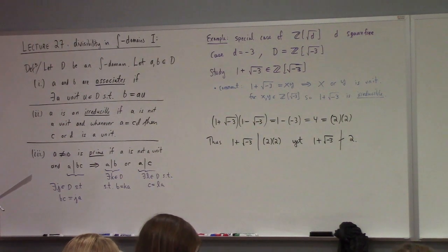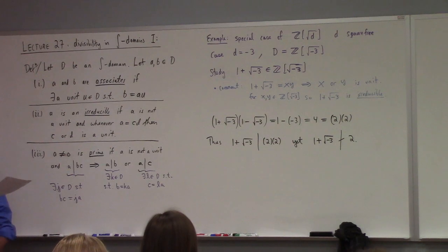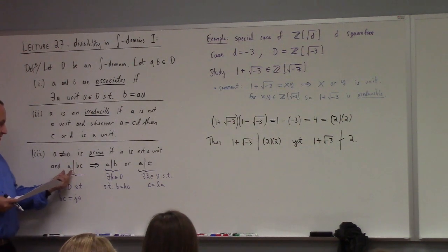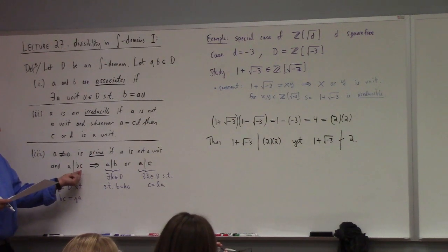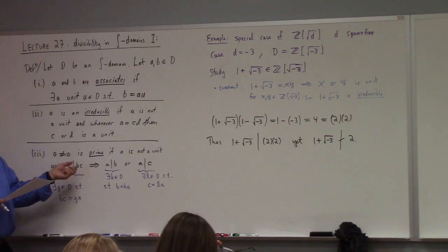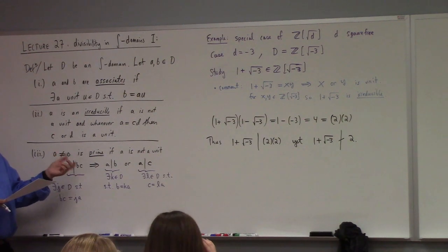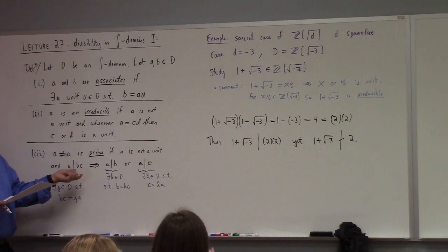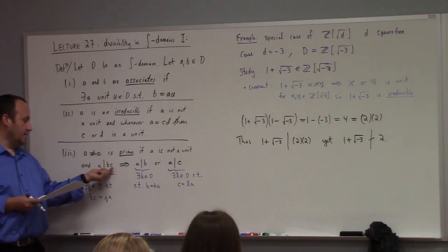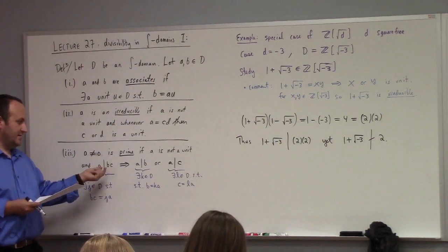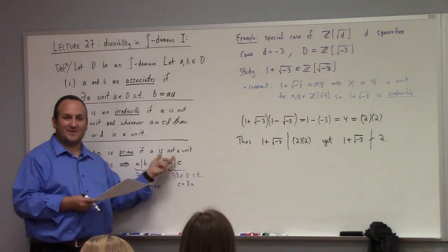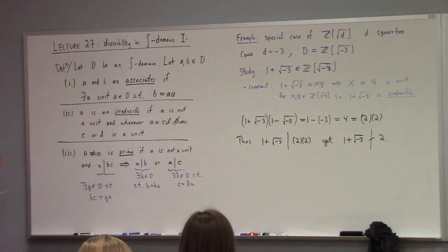So look at the definition of prime. A is prime if, when A divides a product of two things, A divides one of them, and A is not a unit. First of all, 1 plus the square root of minus 3 is not a unit. I will prove that before long. Haven't proved it yet, but it's not. So it's not a unit, and it's equal to the product of 2 and 2, and yet it does not divide either 2 or 2. Okay. Now, I haven't proved that yet.